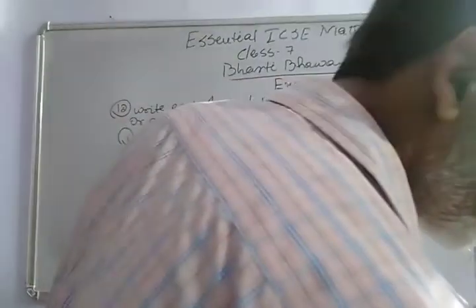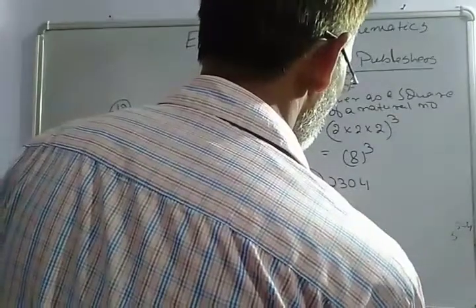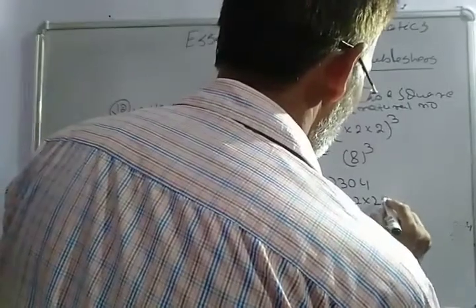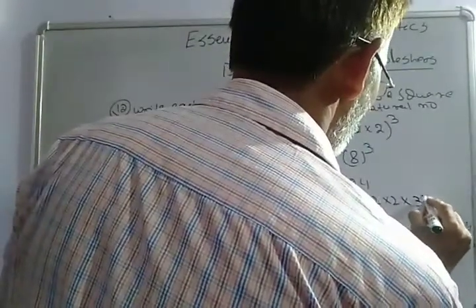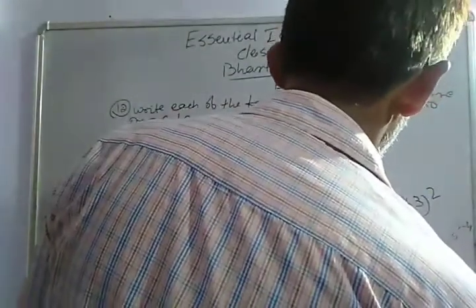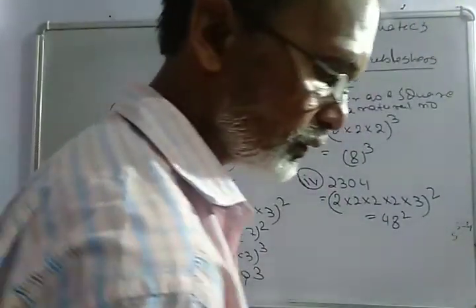Number 4, 2304. So this is equal to 2 into 2 into 2 into 16 into 3 whole square. So this is equal to 48 square. Number 5.